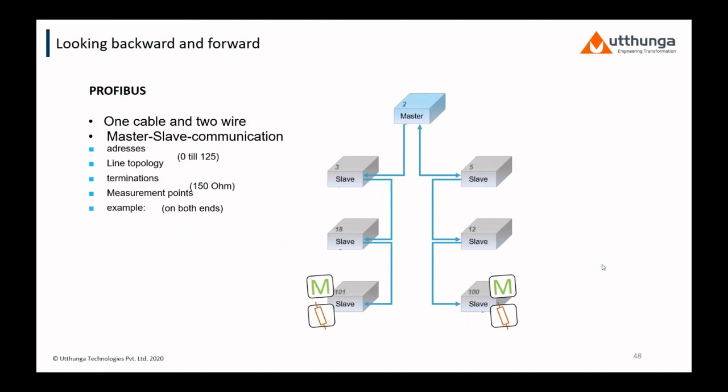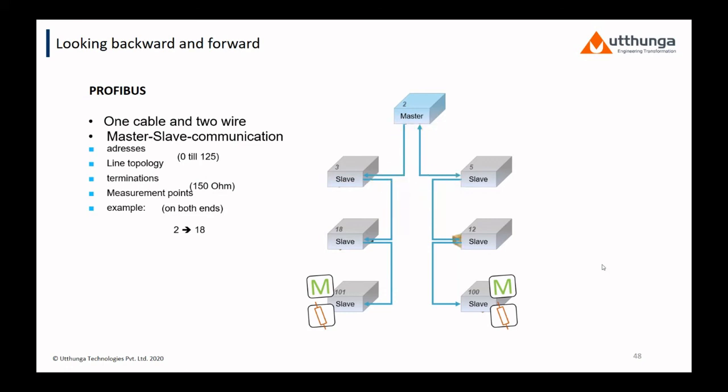And one more important thing in PROFIBUS is the measurement point. What we see in the industry is that there are not many measurement points in PROFIBUS networks. At the beginning, maybe at the end or middle, there is no measuring point. A measuring point is required in PROFIBUS networks.